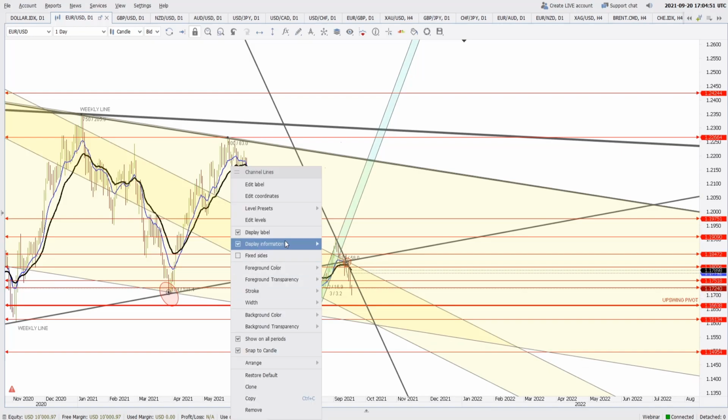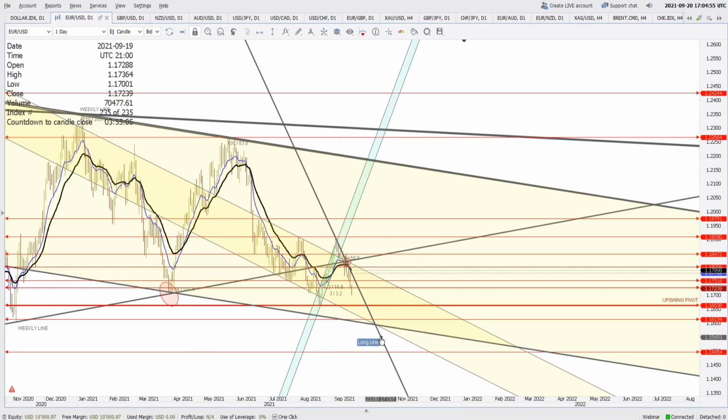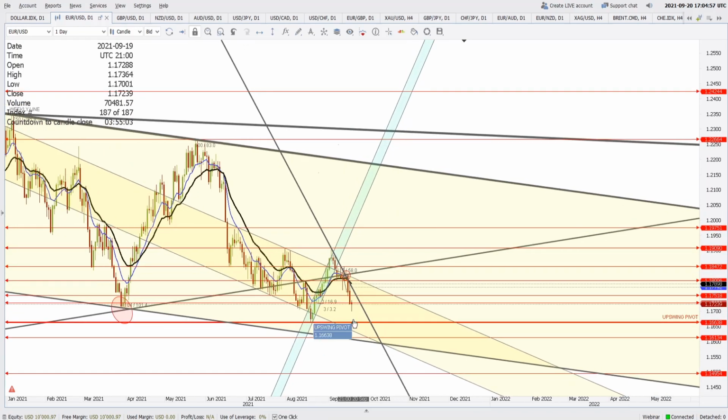I should actually make its width more. Yeah. So this is a channel which I think will be acting as a good support for the price in case it starts going down from here. I just want to remove this line. It has no significance now that the price has already entered inside.